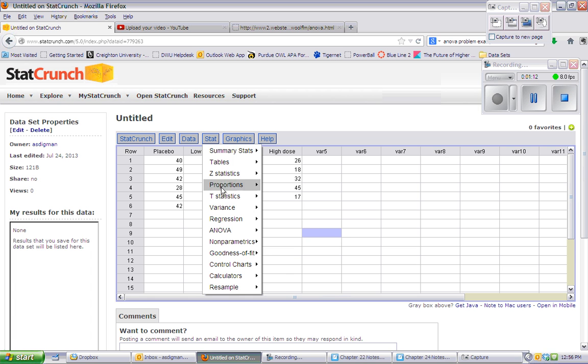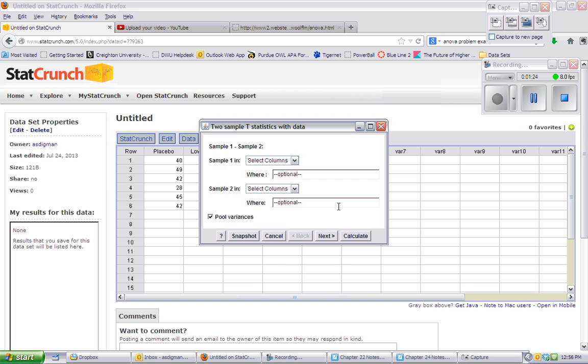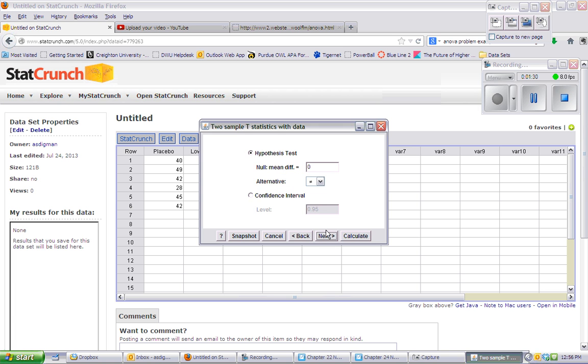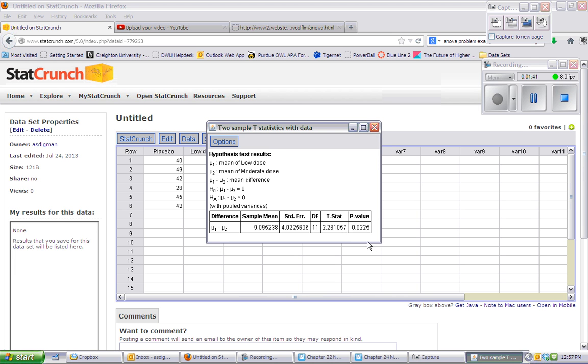We're going to go to Stat, T-Statistic, and we're going to do a two-sample T with data. Again, an ANOVA is testing various sets of data, and this is our way to break it down and actually get something out of our ANOVA. So our sample 1 is the low dose column. Our sample 2 is the moderate dose. And we want to test that the low dose is greater than the moderate dose. So we're going to be testing greater than and click calculate.